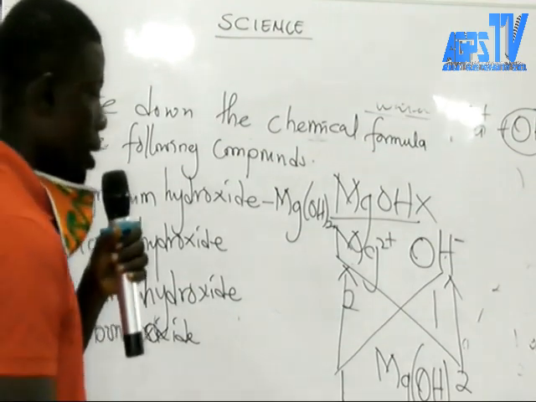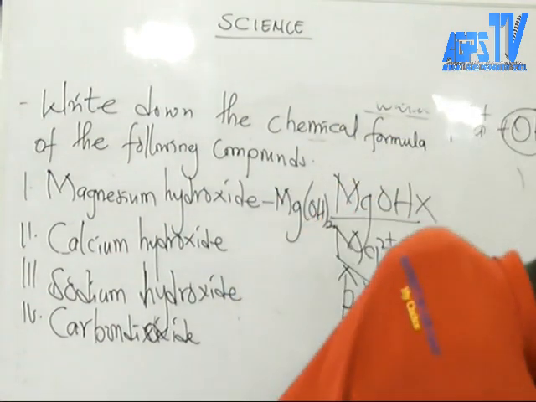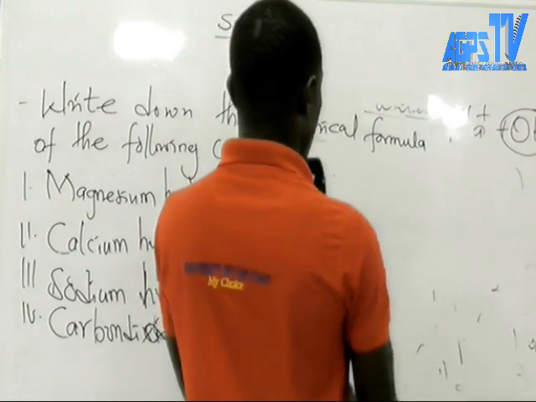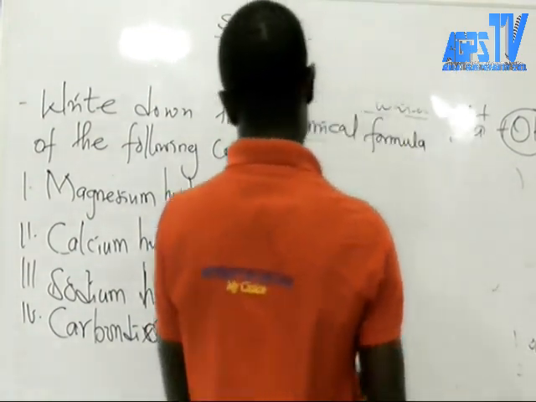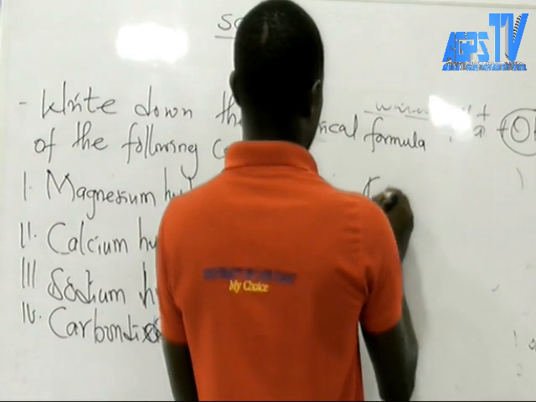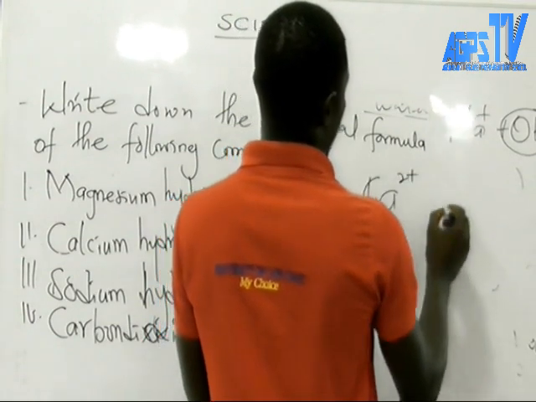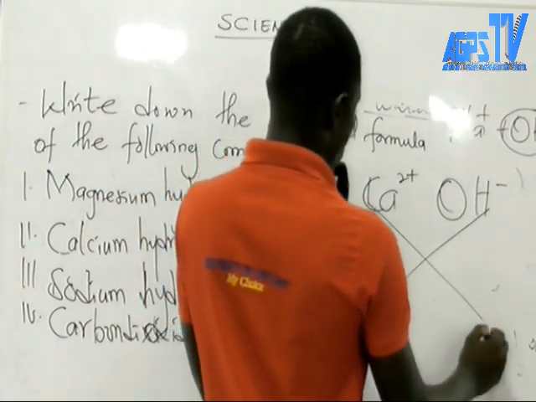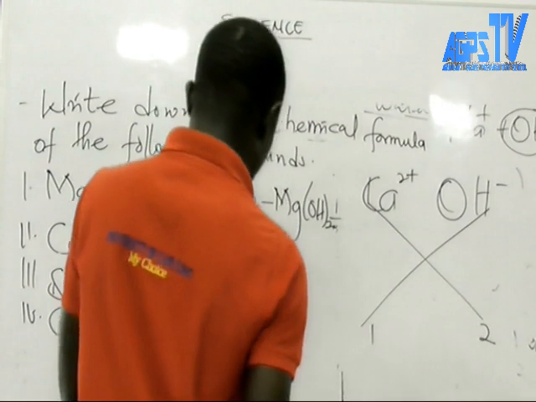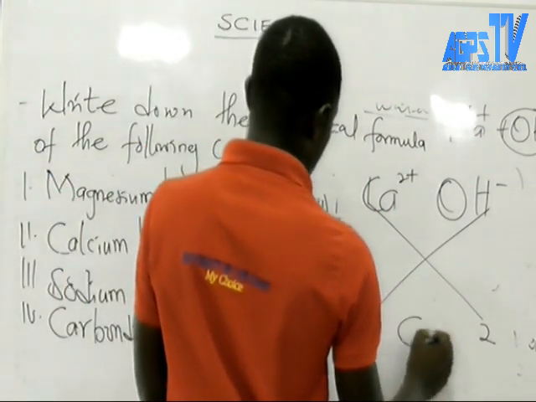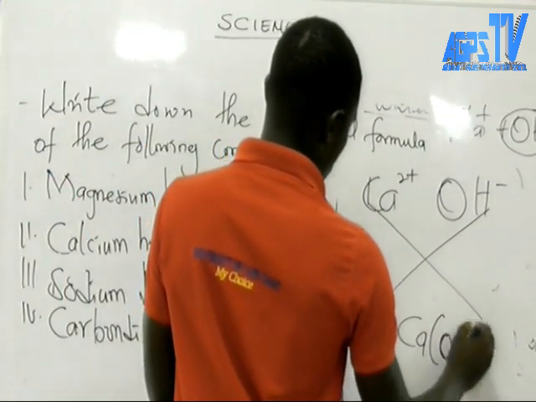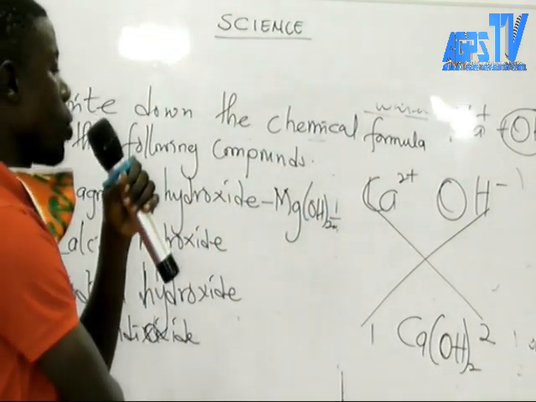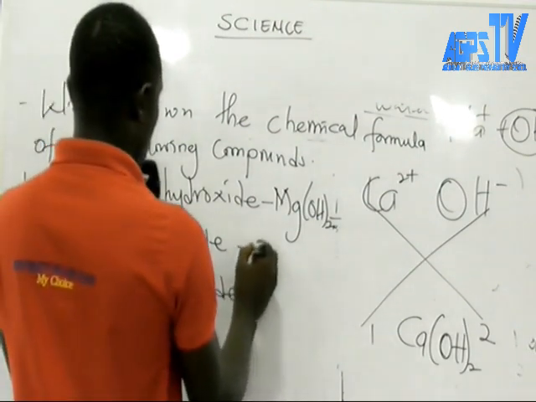Calcium hydroxide is the same, you follow the same procedure. So you write your 2 here, you write your 1 here. So this one will give you Ca(OH)2. So you just write your formula.